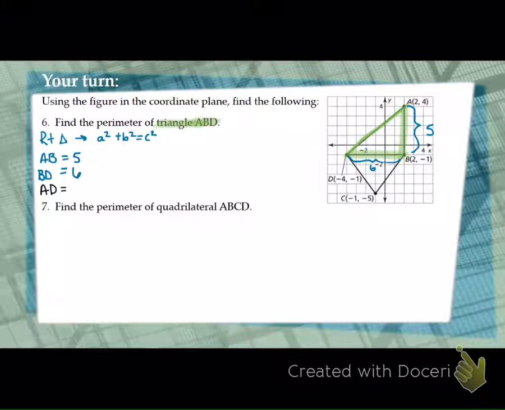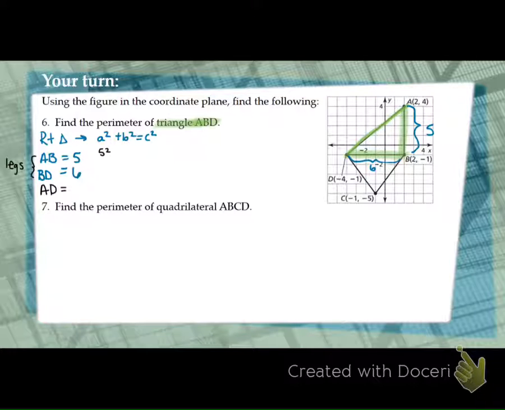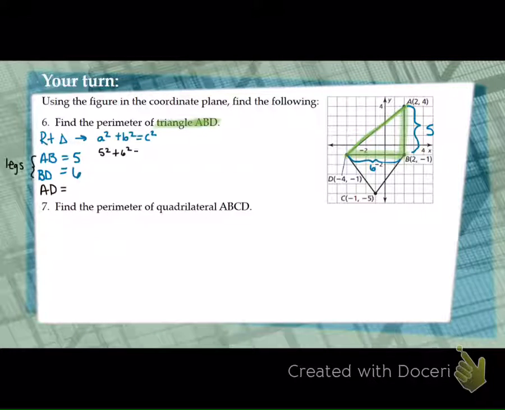What can we do? We know 2 sides of a right triangle. What can we do? Jordan? And these are both legs, right? Because they form the right angle. The side opposite the right angle is called the hypotenuse. So we have 5 squared plus 6 squared equals c squared.